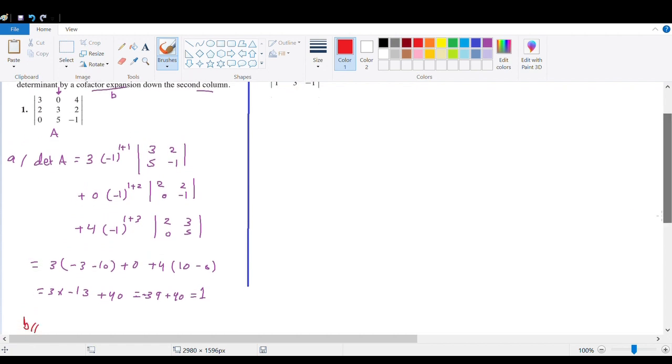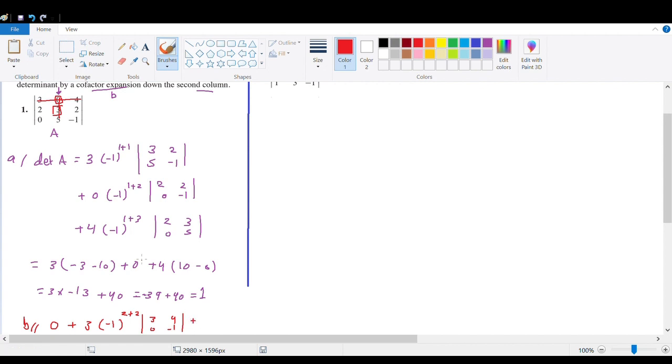So in part B, we start by 0. So 0 multiplied by, if we take 0, we need to cross this one. But since we have 0, no need to write the rest. So the first one is 0 plus. Then we will take 3. So plus 3, then minus 1 power 2 plus 2, since 3 is in the second row, second column. If we cross this row and this column, we take the determinant of 3, 4, 0, minus 1.